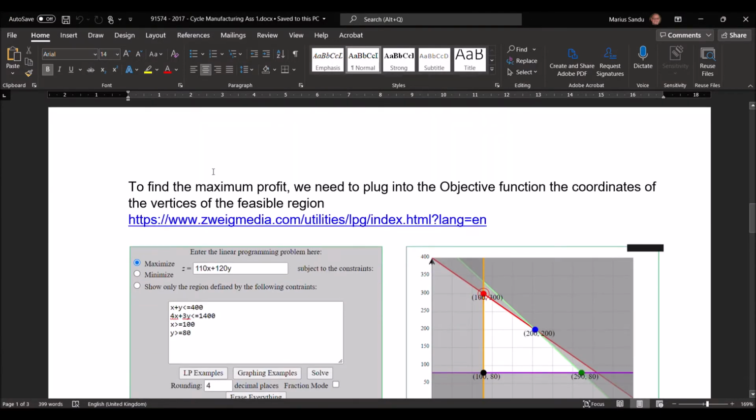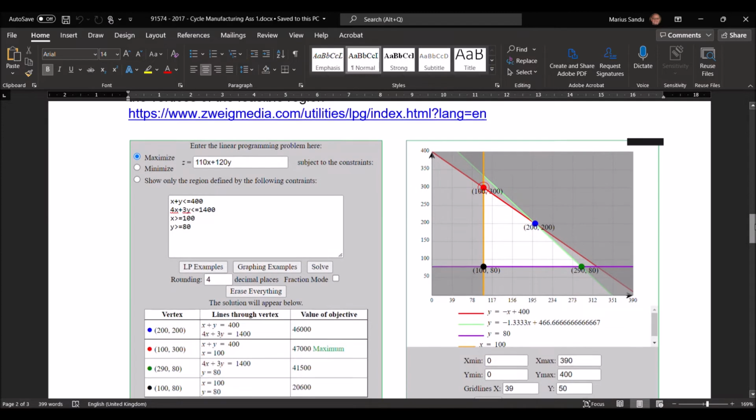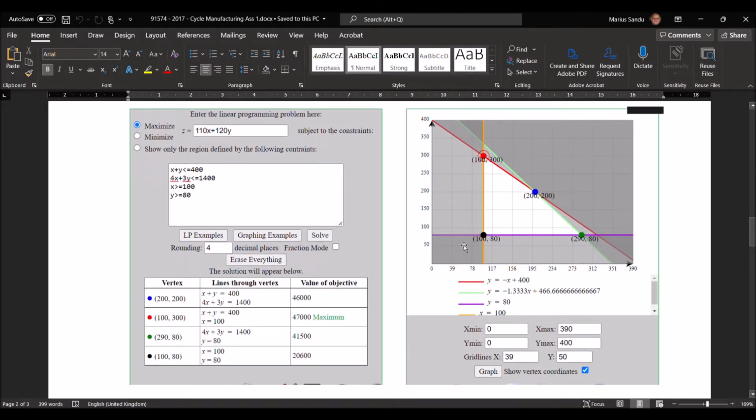So to find the maximum profit, we need to plug into the objective function the coordinates of the vertices of the feasible region. I have added this, and as you can see, I've got the feasible region, where anywhere inside the feasible region, like for example, if we chose to build 156 boys bicycles and 150 girls bicycles, that would be inside the feasible region. So this satisfies all the constraints. But to maximize the profits, I need to investigate the vertices.